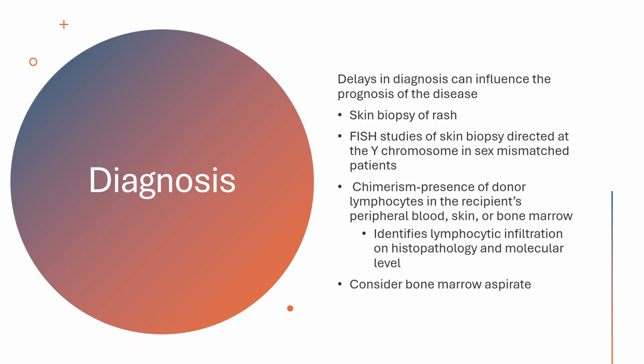There's something called a FISH study that I have a slide on next that we can do on different systems. You can get it on the skin. You can use it for blood. You can use it for bone marrow. That can check your chimerisms. It's directed at the Y chromosomes in the sex mismatched patients to see which is taking over there. Chimerism, the presence of donor lymphocytes in the recipient's peripheral blood, skin, or bone marrow, is also going to be an identifier of the diagnosis here. It can show lymphocytic infiltration on the molecular level. And then also, again, we need to consider that bone marrow aspirate as something to help make a definitive diagnosis.